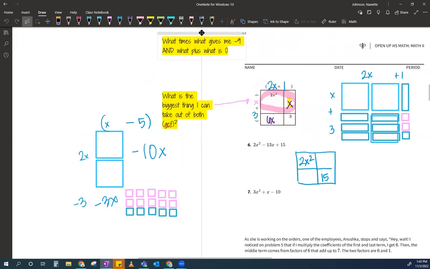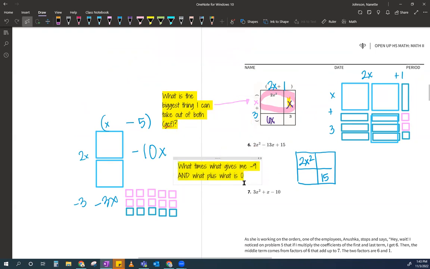So do you remember this phrase that one of our classmates did? It was what times what gives me -9 and what plus what gives me 0. Well, the what plus what for this one is definitely going to be -13. Oops, not 0.13, sorry, -13. But this part here, the multiplication, that's where I don't know what number to put here.